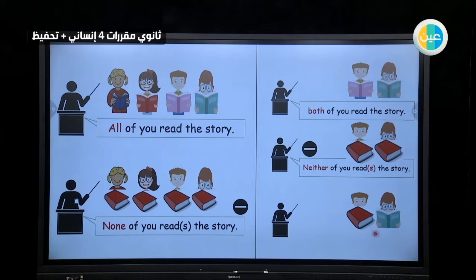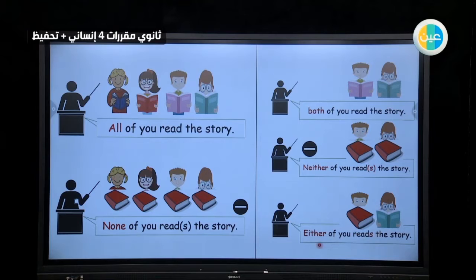What about this? What can you see? One of the students is reading, the other is not. So, "either of you reads the story." We have to write S here. Either of you reads the story. The verb here is singular only. That means the teacher wants just one of them to read the story. It does not matter who. Is it the one on the left or the one on the right? Either, any one of you. Just one of you reads the story.